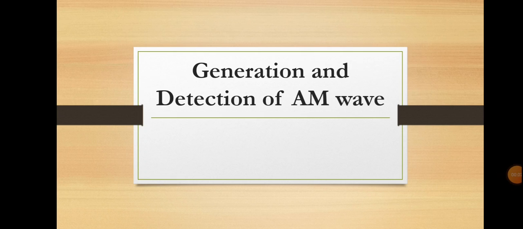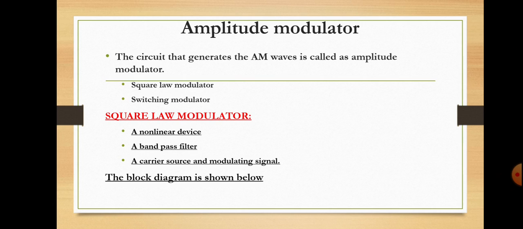In this session, I will discuss generation and detection of AM wave. First of all, we will discuss amplitude modulator. Amplitude modulators are used to generate amplitude modulated wave or AM wave. That means the circuit that generates the AM waves is called amplitude modulator or AM modulator.